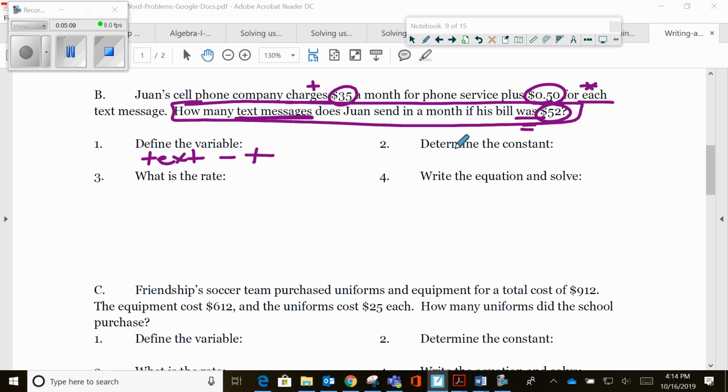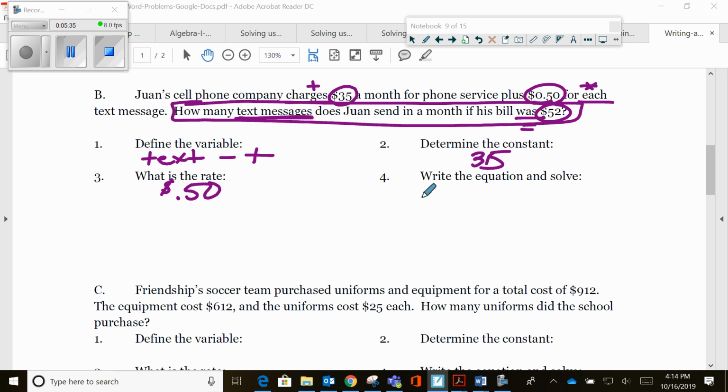And now I need to determine my constant, and my constant is going to be my $35, because that's the charge that you're going to get at the beginning of each month, no matter how many texts you send. And our rate is each text message. So that's going to be our 0.50. So each text message is our 50 cents.